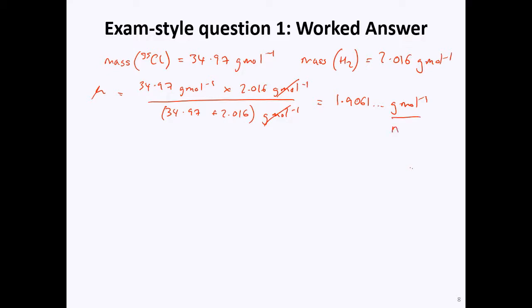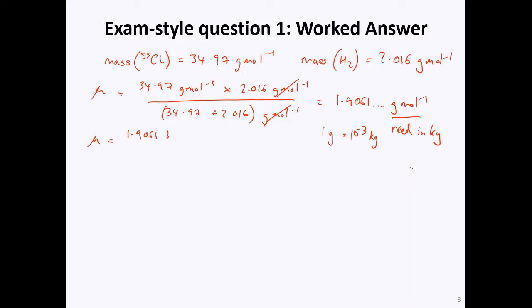Okay. Now this reduced mass is fine, but this needs to be in kilograms. So we need this in kilograms per molecule. We need to convert this from grams per mole into kilograms per molecule, and we do that by first converting the grams to kilograms and then dividing by Avogadro's number to get rid of the per mole. So we say mu is equal to 1.9061. Now 1 gram is equal to 10 to the minus 3 kilograms, isn't it?